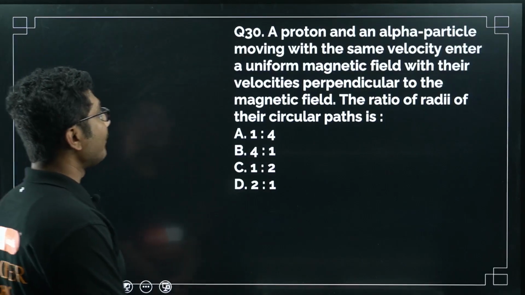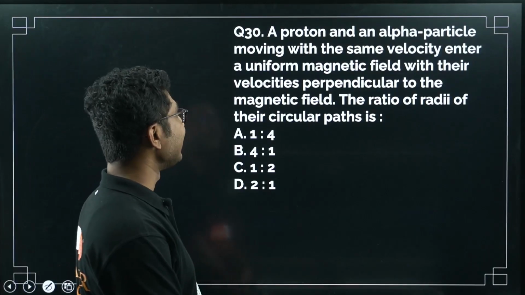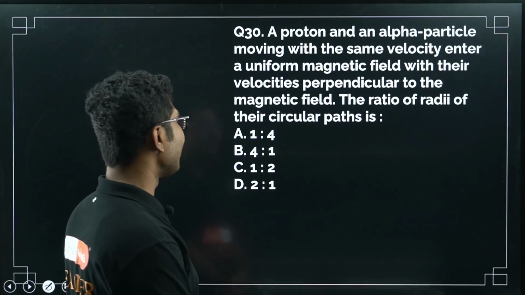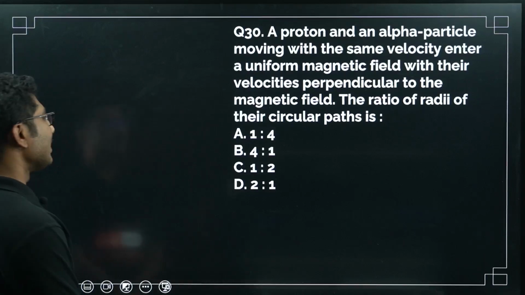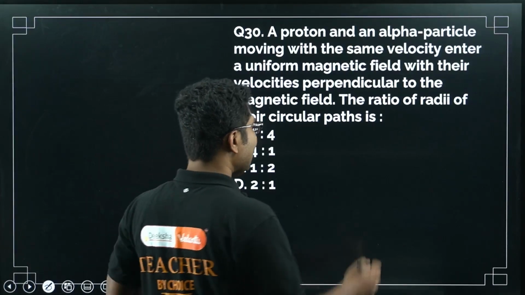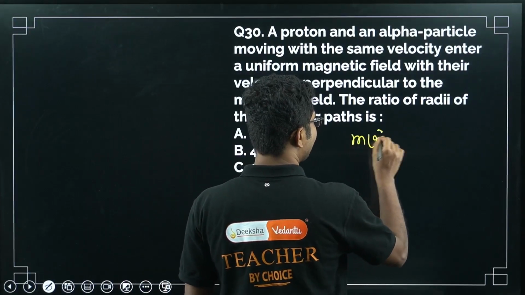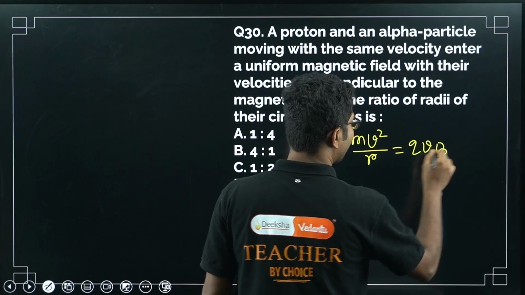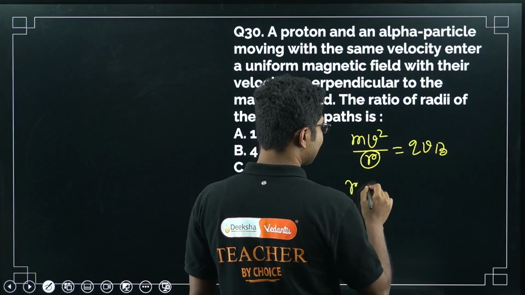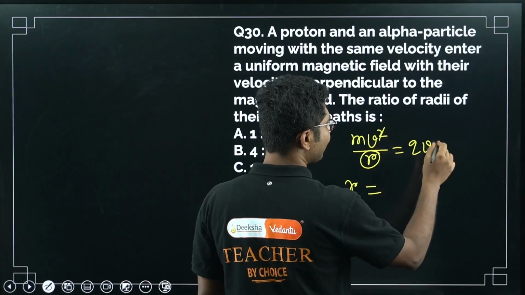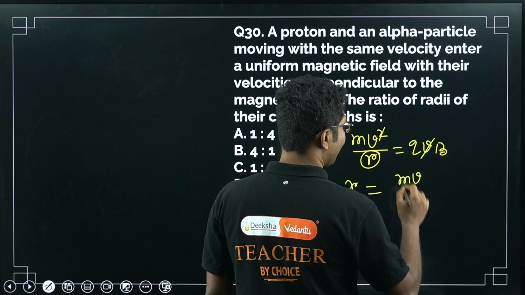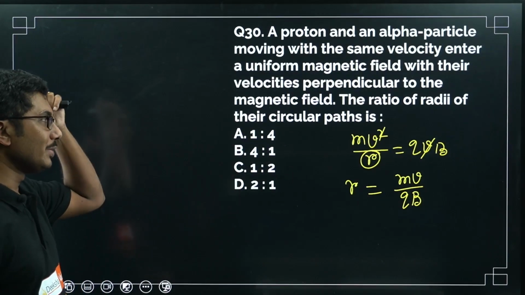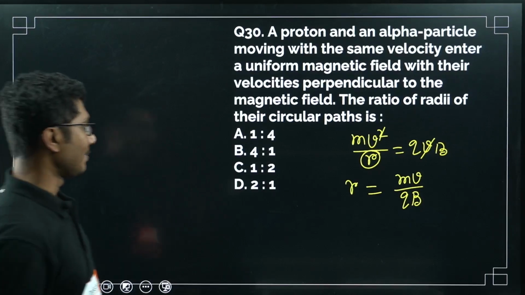Now question number 30, last question of the day. A proton and an alpha particle moving with the same velocity enter a uniform magnetic field with their velocities perpendicular to the magnetic field. The ratio of their circular paths. Okay, so we are solving based on this, right? mv square by r is equal to qvB. So from here we can simply write r equals, one of the v's will cancel, mv by qB. So mv by qB is the radius of the circle.